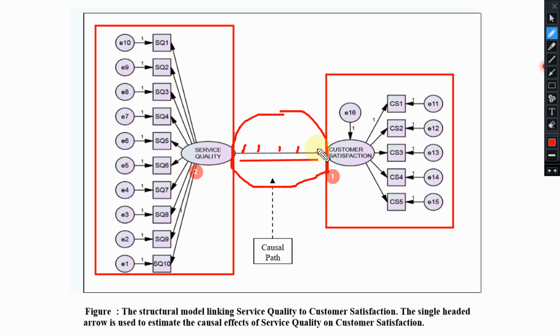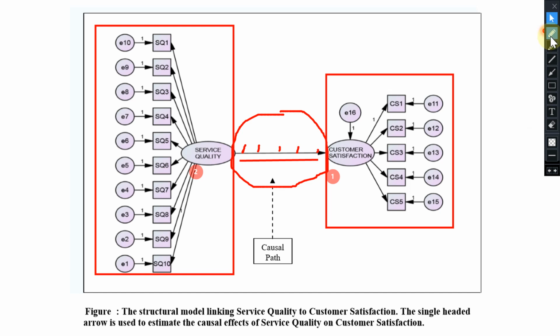The one major difference, there are many differences, but one major difference between regression and SEM is that in regression, we do not have latent variables. Even if we measure service quality, a lot of people will create a composite variable. That is, they will take the average of all these 10 scores and create one observed variable which they will call service quality.